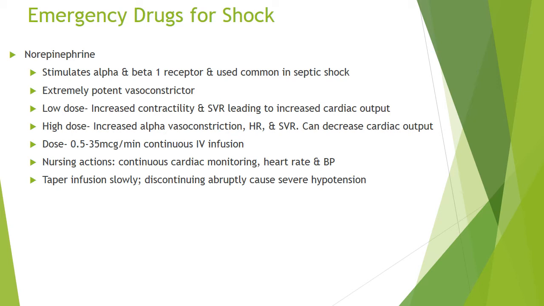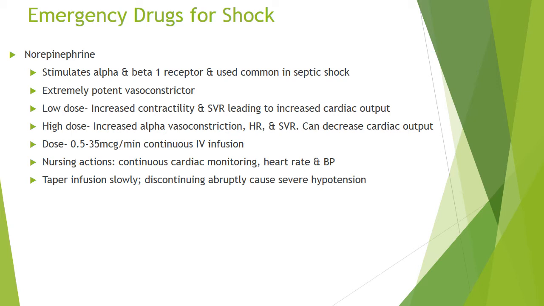Norepinephrine is used to treat different types of shock, but it's most commonly used in septic shock because it stimulates alpha and beta 1 receptors, which makes it an extremely potent vasoconstrictor. If we're giving it in a low dose, it's going to increase our contractility as well as our systemic vascular resistance, allowing our body to increase its cardiac output. In a high dose, it increases that alpha vasoconstriction as well as our heart rate and our systemic vascular resistance. So in a way, it can be a little harmful because it can decrease our cardiac output.